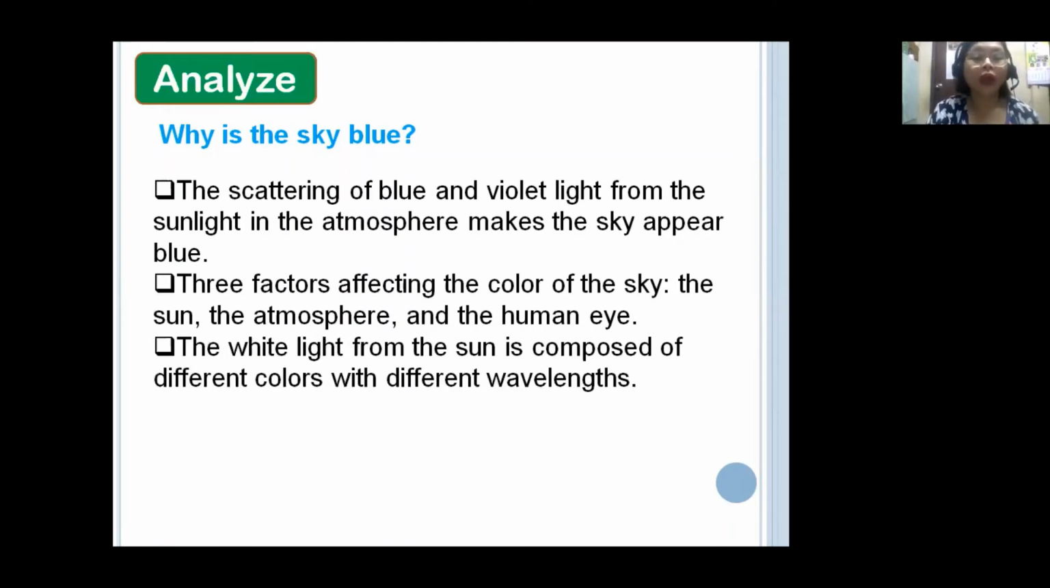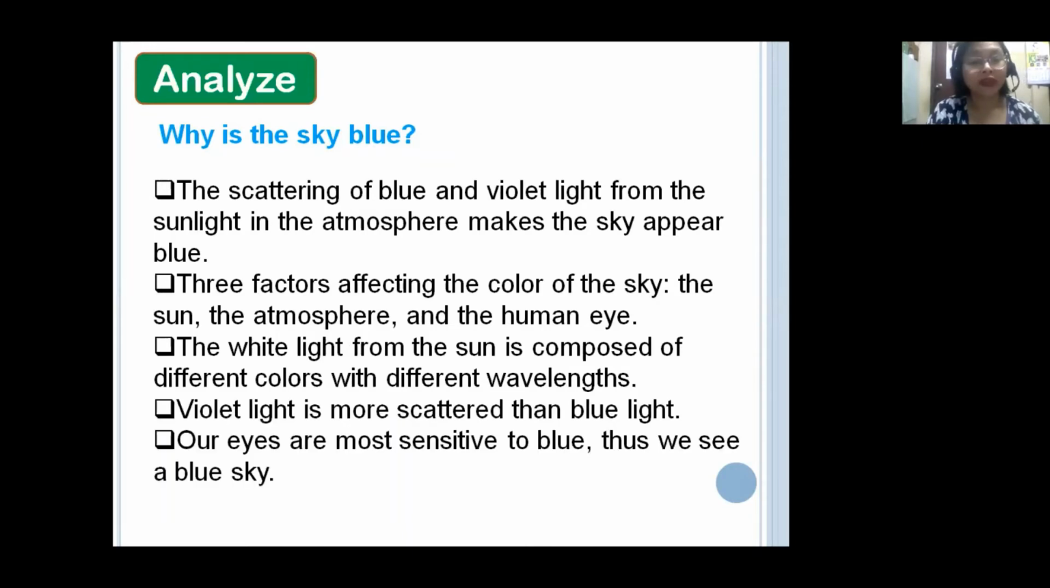Next, white light from the sun is composed of different colors with different wavelengths, like what we have talked about earlier. Violet light is more scattered than blue light, and our eyes are most sensitive to blue then. That's why we see blue sky. Okay, I will explain that later.